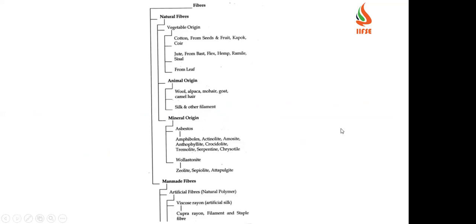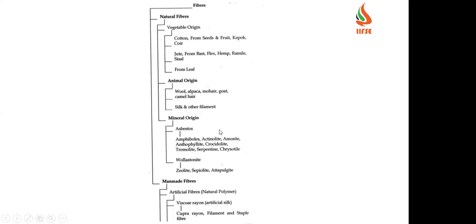If you see the clothing industry, there are different kinds of fibers. These are the natural fibers which come from vegetable origin, like cotton from the seeds of the fruit, or kapok or coir, or jute from the bast, or flax or hemp, or ramie, and sisal from the leaves. As we know, we are familiar with cotton and also jute from vegetable origin. On the animal side, they get wool and also silk from other filaments.